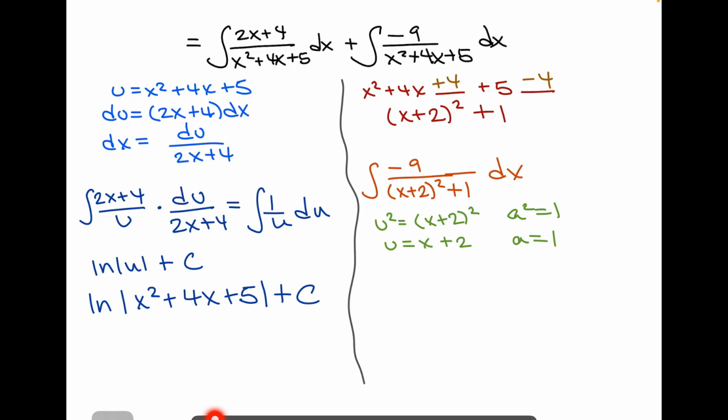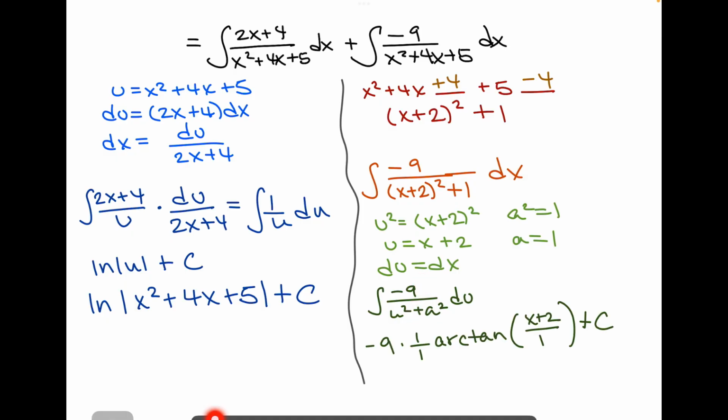We are going to let u squared equal x plus 2 squared. So u is x plus 2. A squared is 1, so a is 1. Du would be 1 dx. So this integral is negative 9 over u squared plus a squared du. We can pull that negative 9 out front, and now this fits into that arctan pattern perfectly. We're going to get that constant, that negative 9, times 1 over a, so 1 over 1, arctan u over a, so that's going to be arctan x plus 2 over 1 plus c.